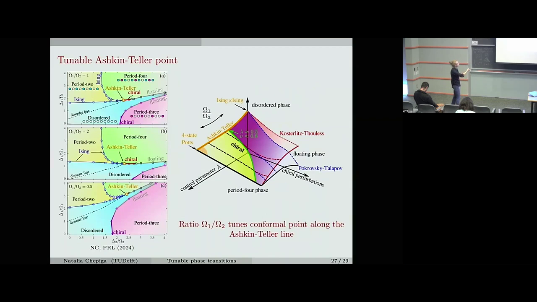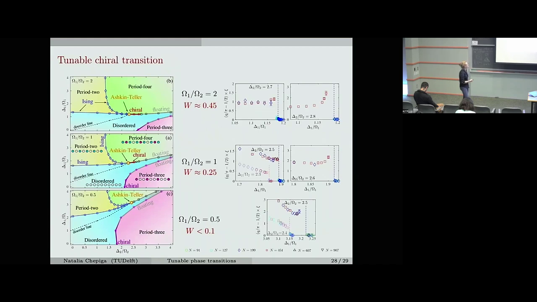So you see, by tuning this delta 1 over delta 2, the ratio of the Rydberg frequency, I managed to manipulate the nature of my Ashkin-Teller point, and I can tune it along this line. Now, let's see if it affects the extent of the chiral transition. I guess you can already see it. If I very naively estimate the width of the phase transition, you see that by tuning the ratio of delta of Rydberg frequencies, I actually gain basically a factor of 2. And here, it disappears. I was not able to see it. I cannot claim it doesn't appear at all, but at least its width is smaller than 0.1.